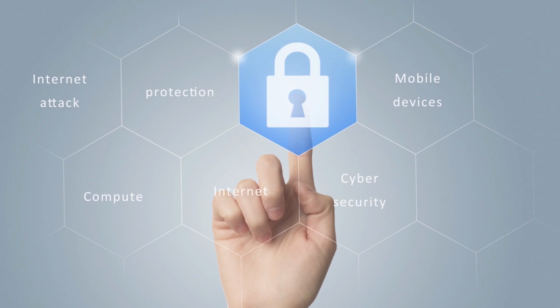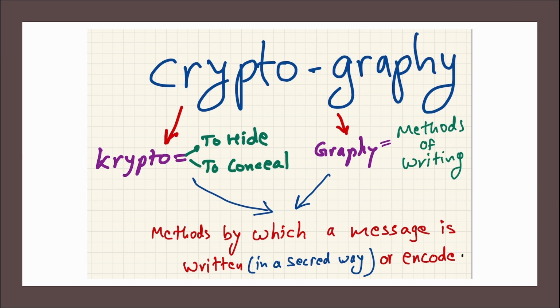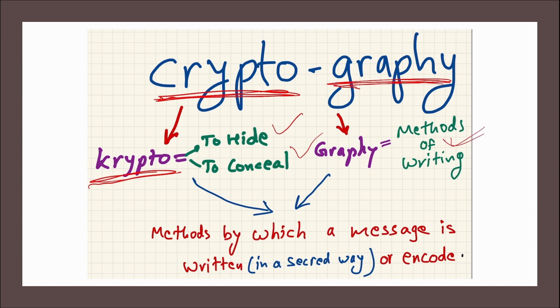Now what is cryptography? We know about encryption, let's learn about cryptography and how both are relevant to each other. So cryptography is basically a combination of two Greek words. Crypto is KRYPTO, which is to hide or to conceal something, and graphy is the method of writing basically. So methods by which a message is written in a secret way or encoded way.